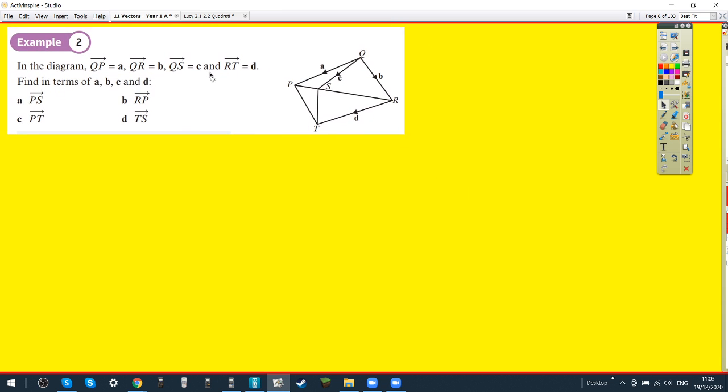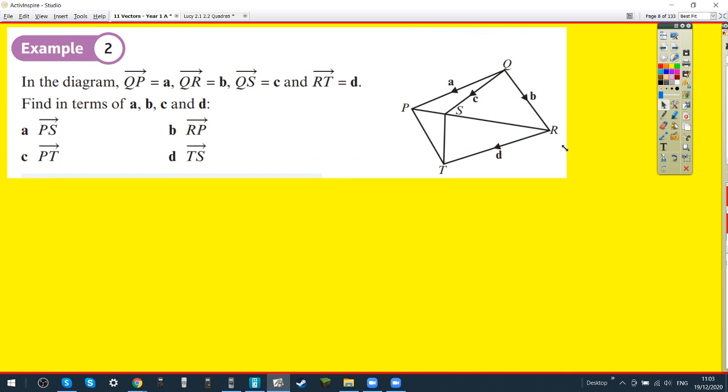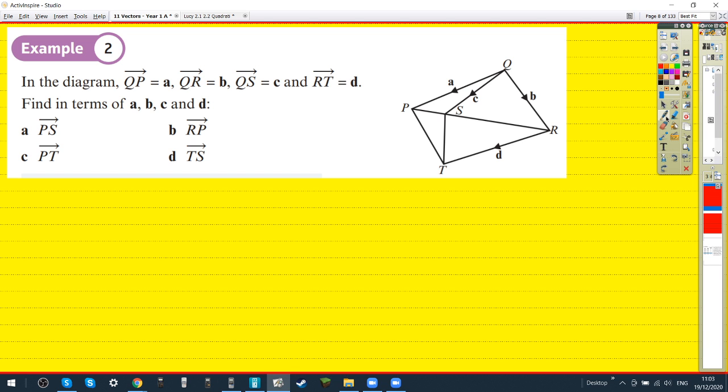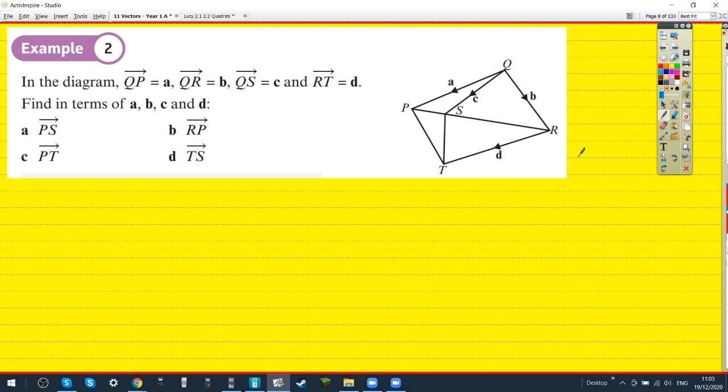Right, let's try this. In terms of these vectors, what is P to S? You can only travel along routes that you know. So you have to use A and C. P to S is equal to P to Q plus Q to S. That's one route you could take. This one is C. This one would be minus A, because you're going against the arrow.